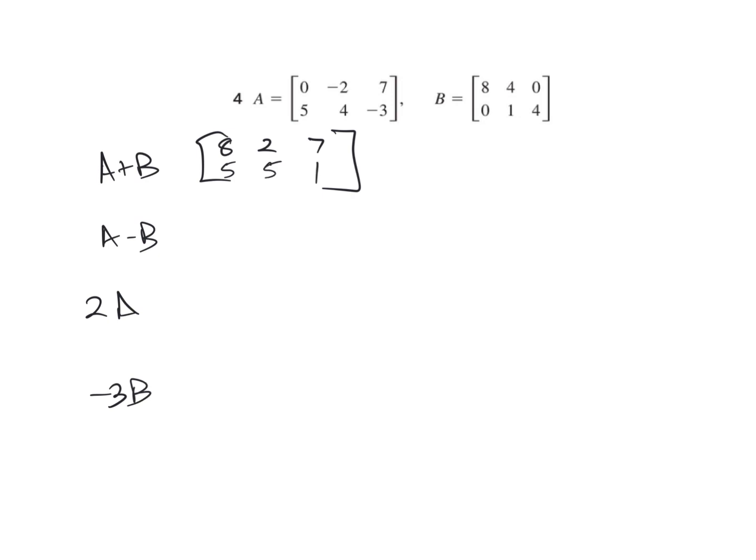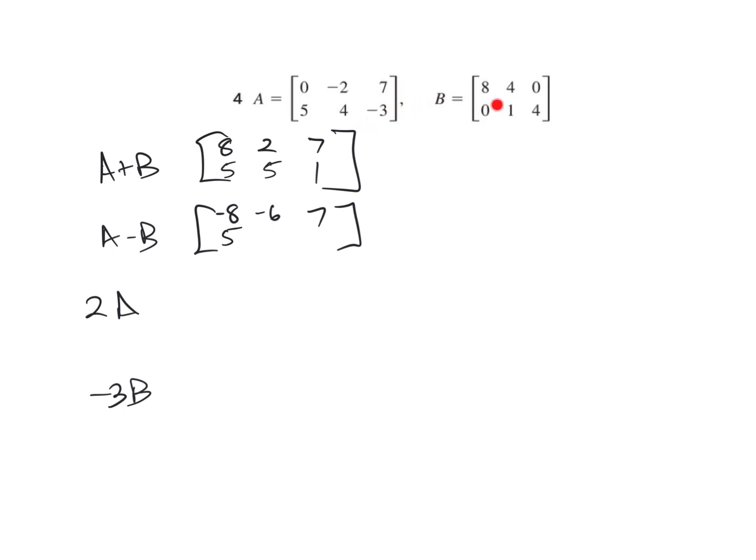All right, now let's subtract them. 0 minus 8 is -8. -2 minus 4 is -6. And 7 minus 0 is 7. I guess I could go back and forth here. 5 minus 0 is 5.